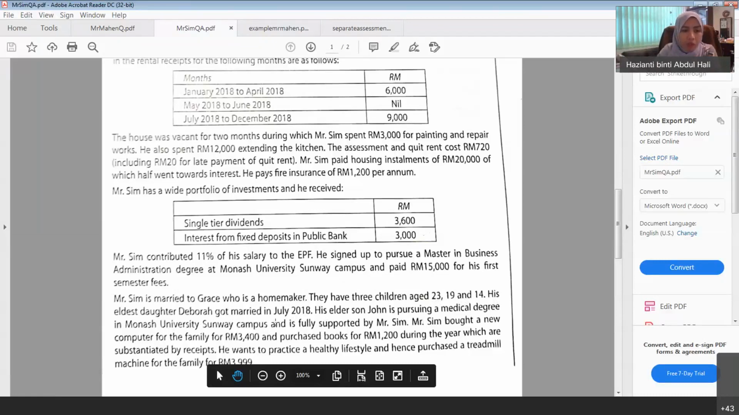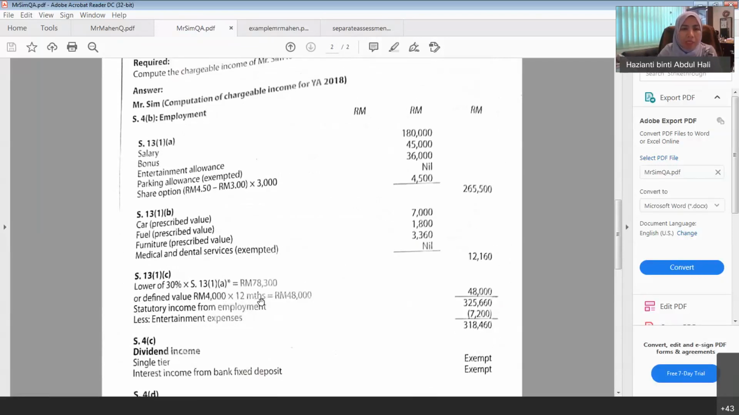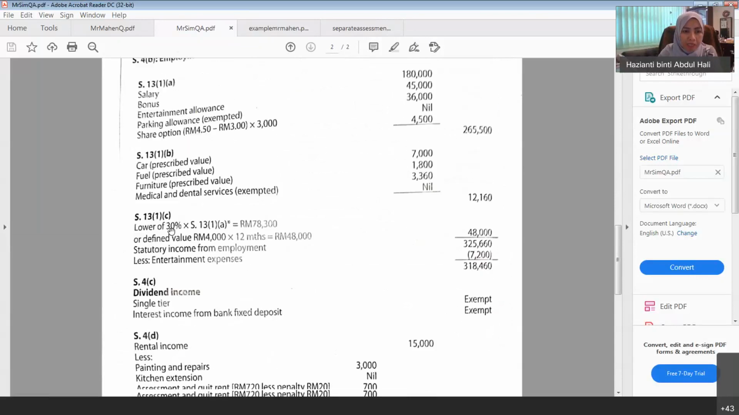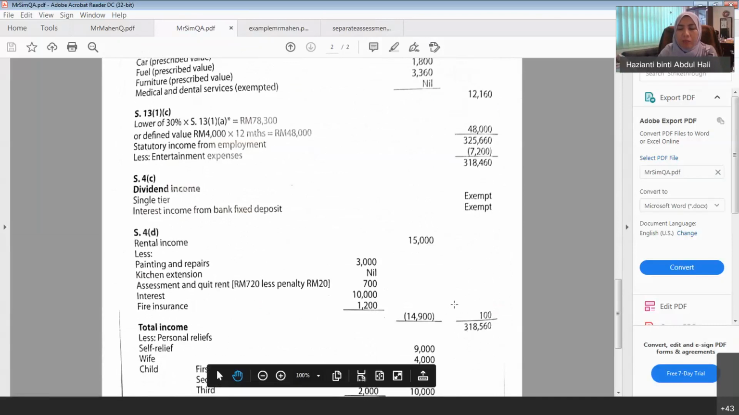Mr. Sim bought a new computer for the family for 3,400 and purchased books for 1,200 during the year, which are substantiated by receipts. He wants to practice a healthy lifestyle and hence purchased a treadmill machine for the family for 3,999. Alright, for Mr. Sim, I remember we went through until the total income. This example is in your My Guru. In case you are wondering where this example is, check in My Guru under the personal taxation material. There are many things in there.